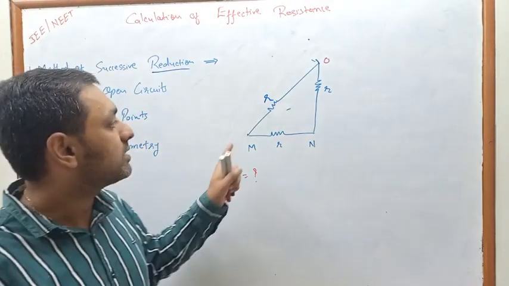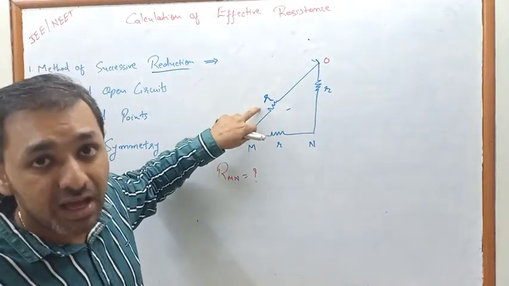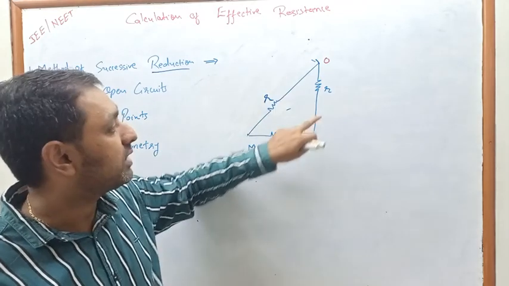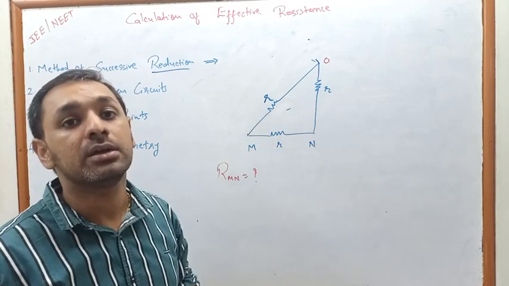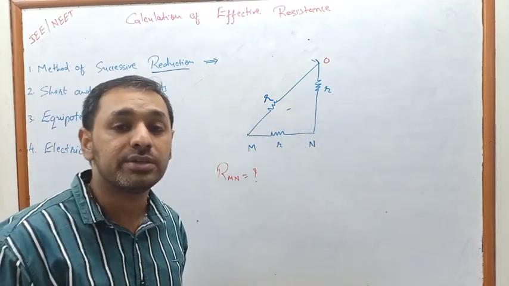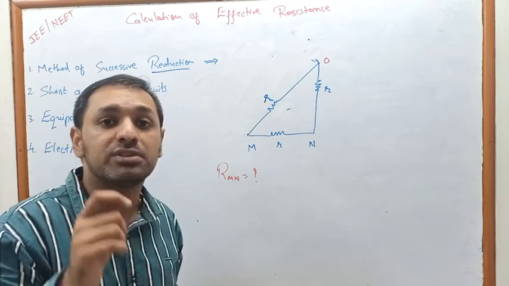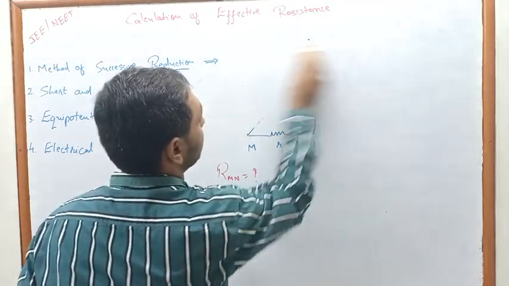Now consider this point M and O. This resistor R is between M and O, and this R is between O and N. It means these two are in series. So instead of these two resistors, I can put one resistor whose resistance is 2R. So let us reduce the number of resistors.